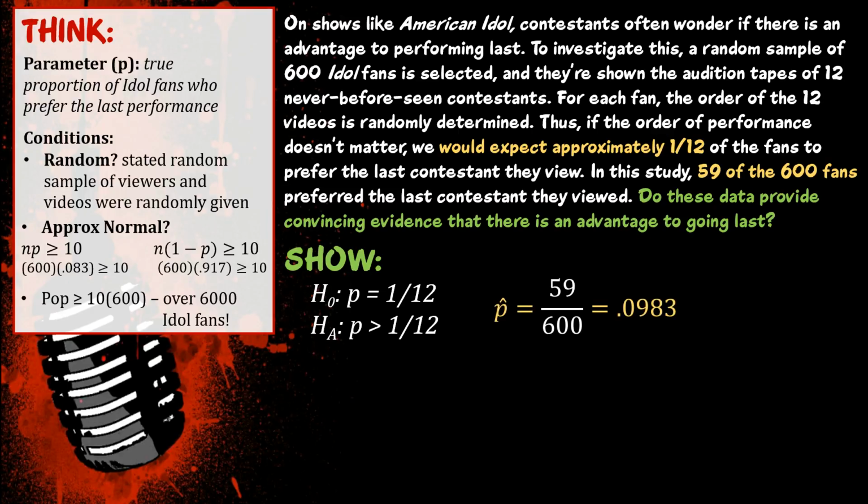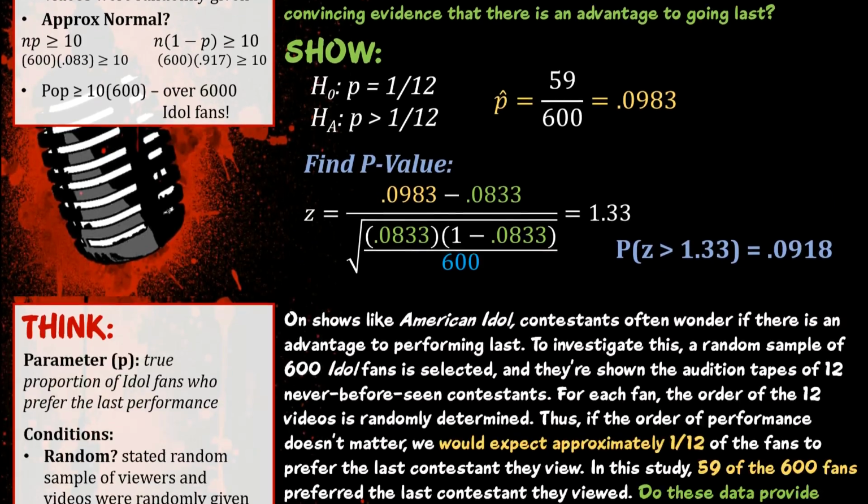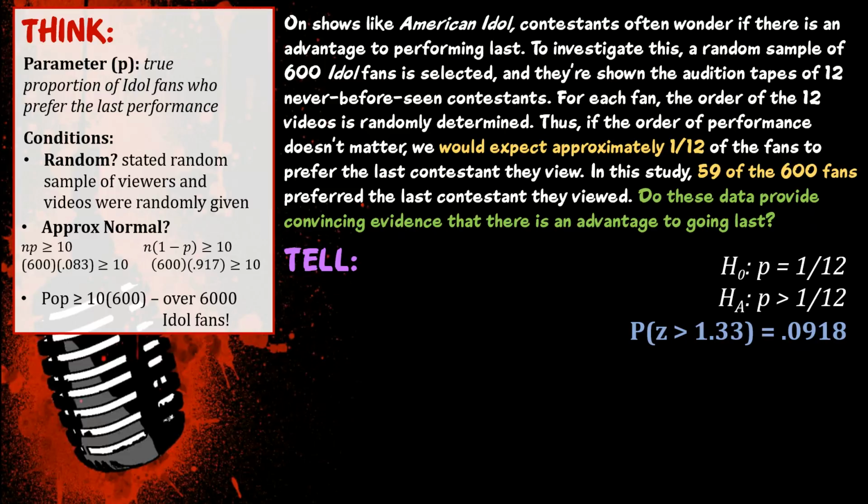Here's that p-hat looking sexier than ever. Go ahead and find your p-value. You know what to do. Here's your z-score, about 1.33. P-value, and notice, is a one tail because all you care about is it being above 1.33. You're not checking two-sided. Well, good to know.